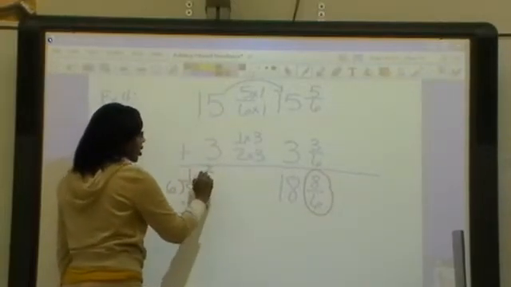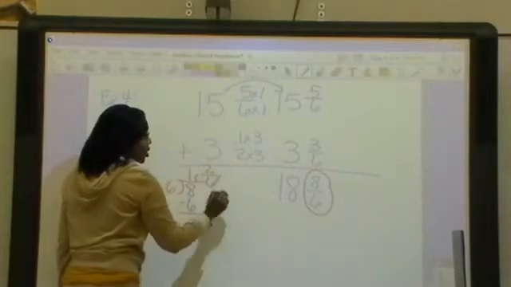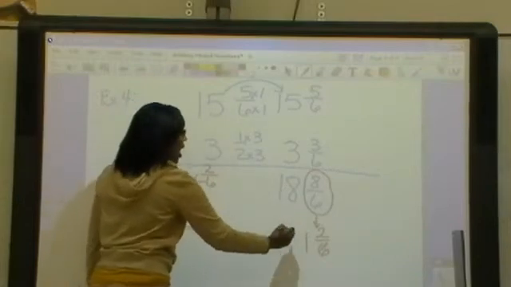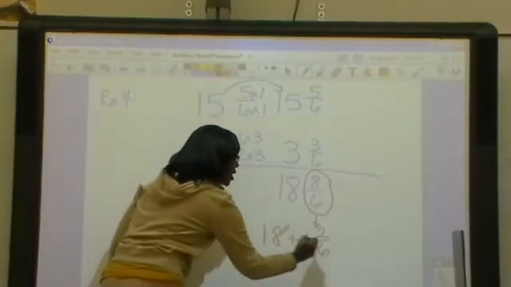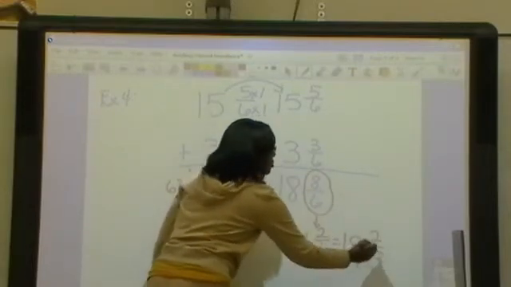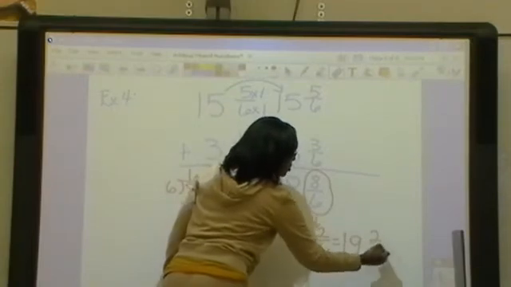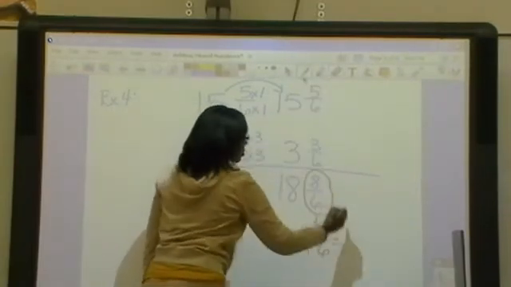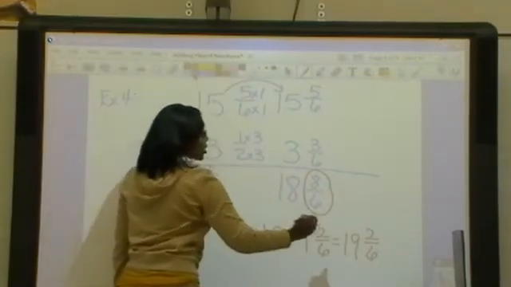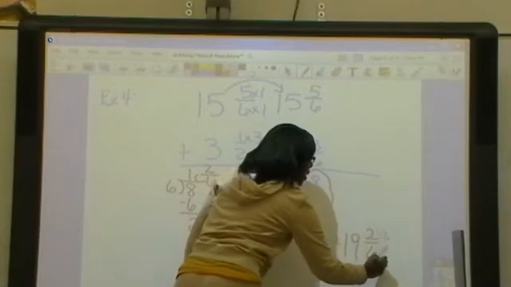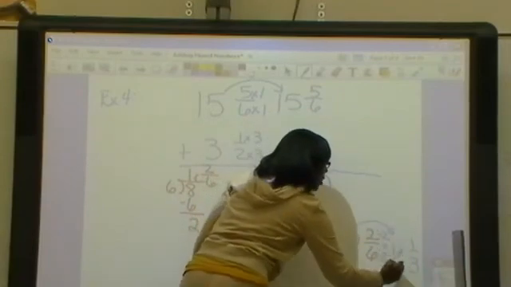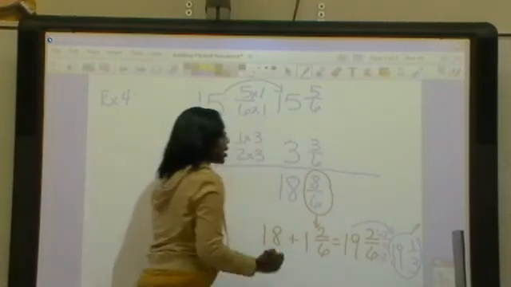It becomes the numerator, and I put it over the same denominator, so it becomes 1 and 2/6. And then I have to add it to the 18. Again, it gives me 19 and 2/6. I want to put my fraction in its simplest form. They can be divided by 2, which gives me 1/3, putting my whole number back in front, and my final answer is 19 and 1/3.